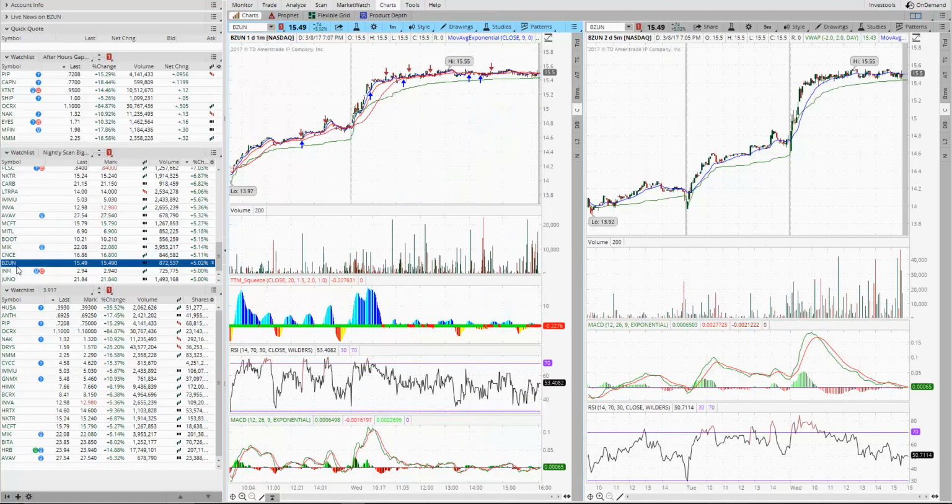Nope. BZ. Wow. It was 13 bucks 2 days ago. Now it's 15.55, and it's above VWAP. I mean, this may be a good swing trade on the upside.